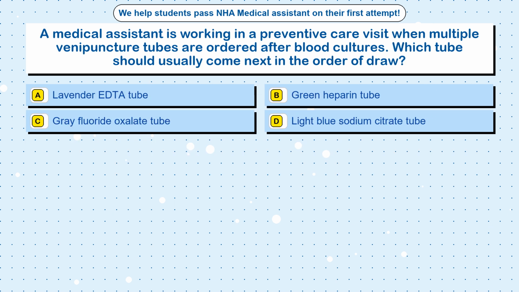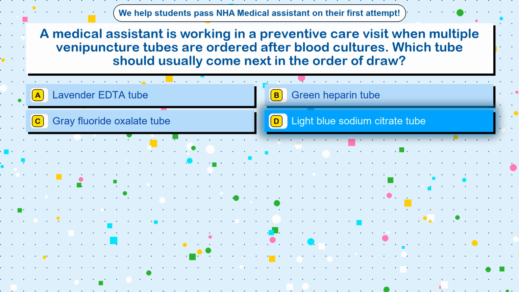Question 44. A medical assistant is working in a preventive care visit when multiple venipuncture tubes are ordered after blood cultures. Which tube should usually come next in the order of draw? Option A, lavender EDTA tube. Option B, green heparin tube. Option C, gray fluoride oxalate tube. Option D, light blue sodium citrate tube.